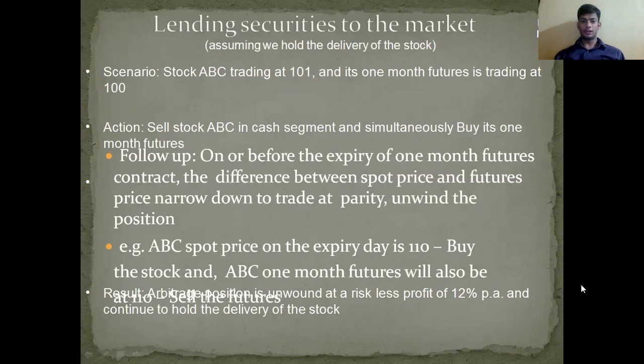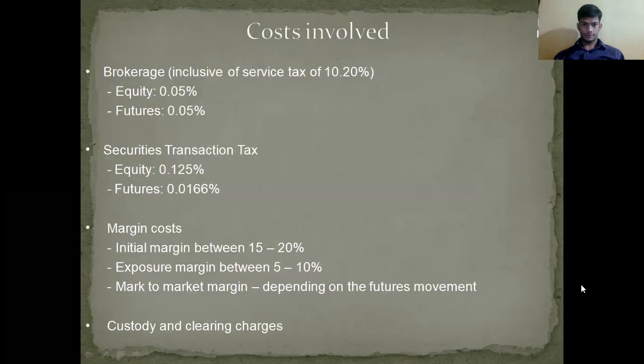Then lending securities to the market. Here, the same position as lending funds: the difference between spot price and future price narrows down to trade parity. Cost involved: brokerage, equity is 0.4%, future is 5%.